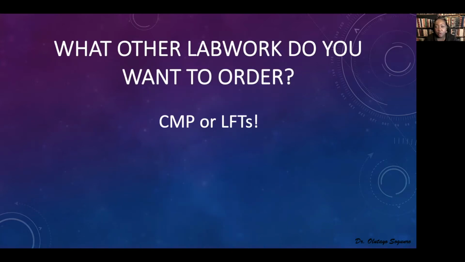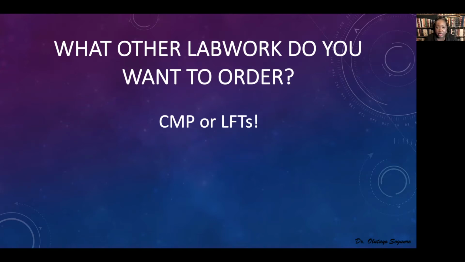Liver function test, or CMP. The main difference between CMP and LFTs are the bilirubin. The LFTs will give you not just the total bilirubin, but the fraction of conjugated or direct bilirubin, which will be very helpful in determining the etiology of hepatobiliary disease.